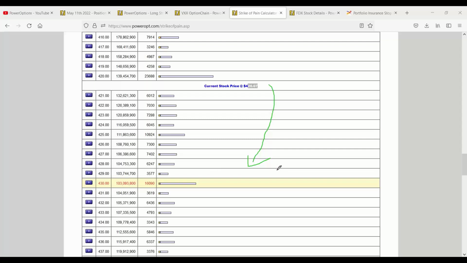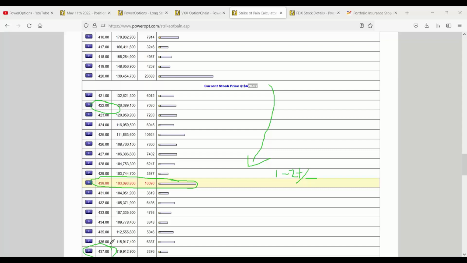To consider it a success, we considered it if it was within 1 or 2% plus or minus of the strike of pain value. Okay, well, 2% here is $8.60. That'd be a 422 strike, or, down here further, 437 or 438. Why is that relevant? Because we started to feel the concept.